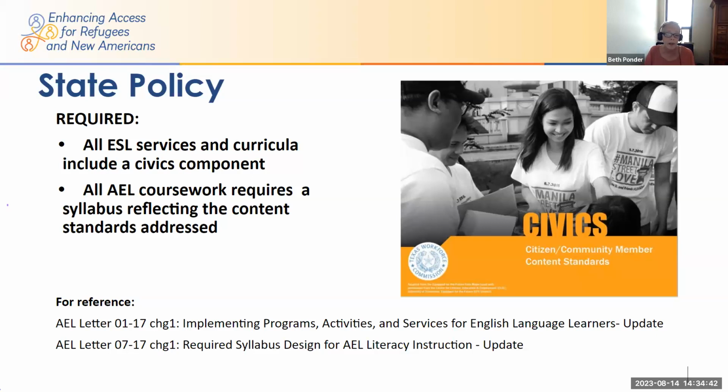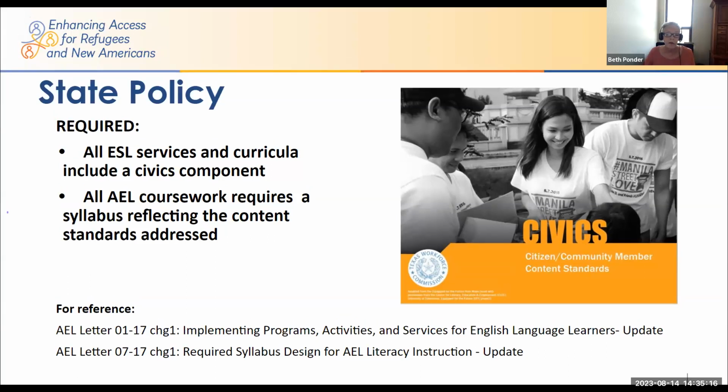So this guidance that we set out published two major requirements and put two major requirements in place. All ESL services and curricula had to include a civics component, and that it needed to be aligned to the Texas Content Standards 3.0. And then the second was that all coursework, including the coursework for ESL, required a syllabus to be in place that reflected the content standards to address in that course sequence. Now, the goal was for a program to clearly lay out the progression of services for learners to reach successful outcomes. So how did we get there?